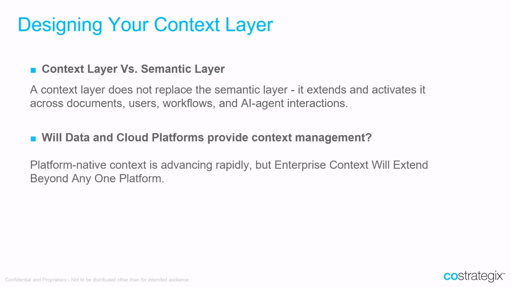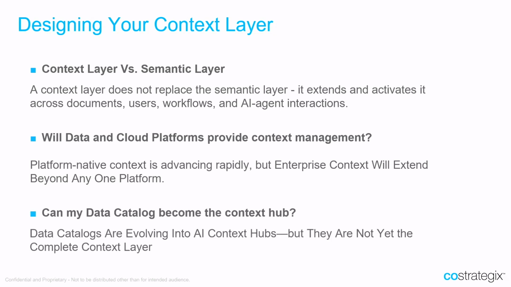Data and cloud platforms provide that context management. They are advancing rapidly. Many platforms have that, but I think, in my opinion, enterprise context will not necessarily reside right next to your application data assets, because there is so much unstructured data all around. You will need that kind of flexibility. You can always add a layer on top of your data or cloud platform to bring that piece in. Data catalogs can become the context hub. They are evolving significantly toward that, but they're not yet the complete context layer as we speak.